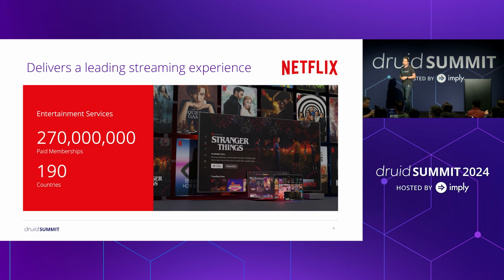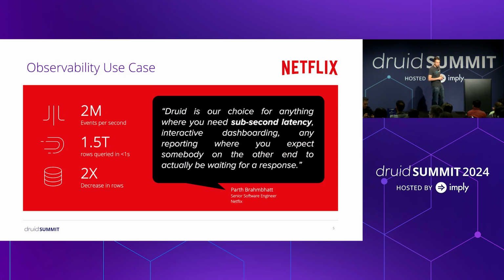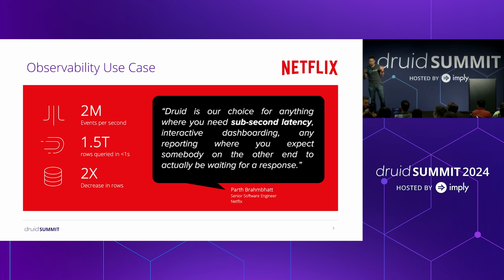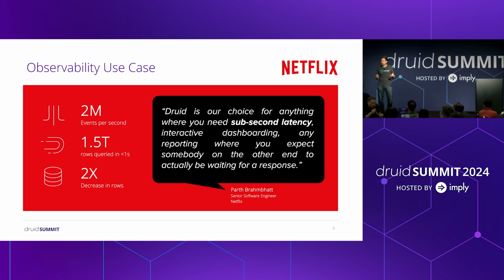It introduced the idea of streaming content to the world. 270 million paid memberships, 190 countries, global phenomenon. Netflix uses Druid for an observability use case. They take the playback devices, they generate some logs, they process the logs, generate telemetry events, and funnel that into Druid, and use it to understand which videos are most popular, what people are viewing, the playback rates, things like that.